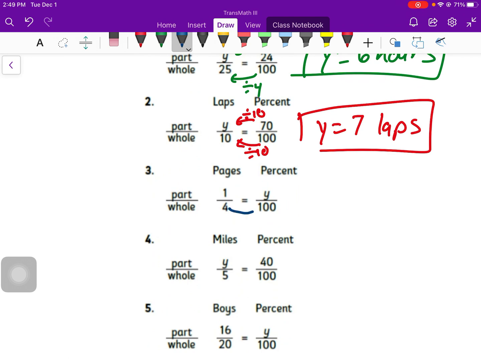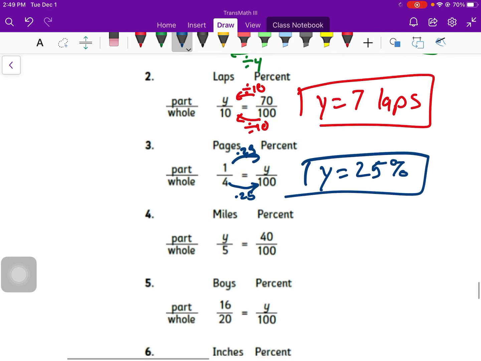Number 3, I'm going to multiply by 25 going from left to right. So y equals 25, and then I'm going to use the percent symbol. If you wrote the word percent, that's perfectly okay as well.